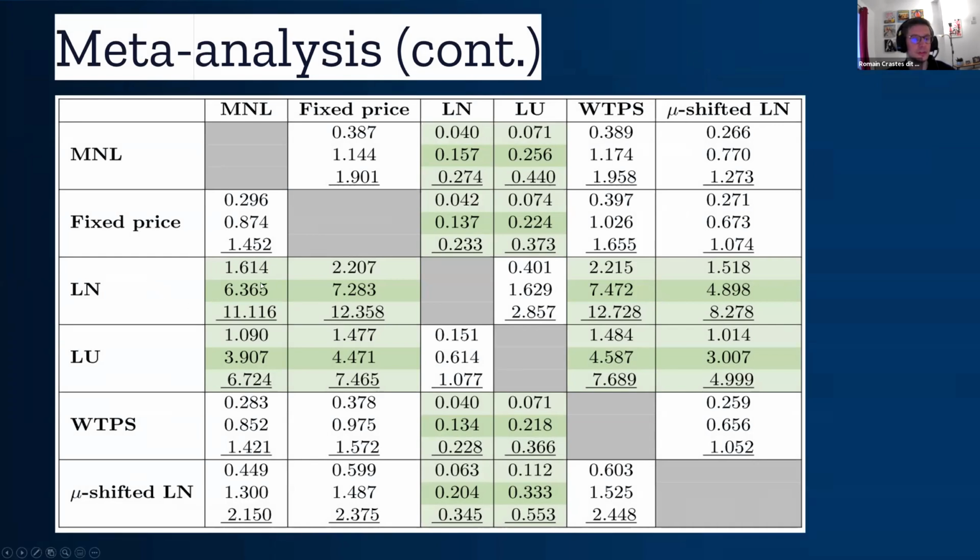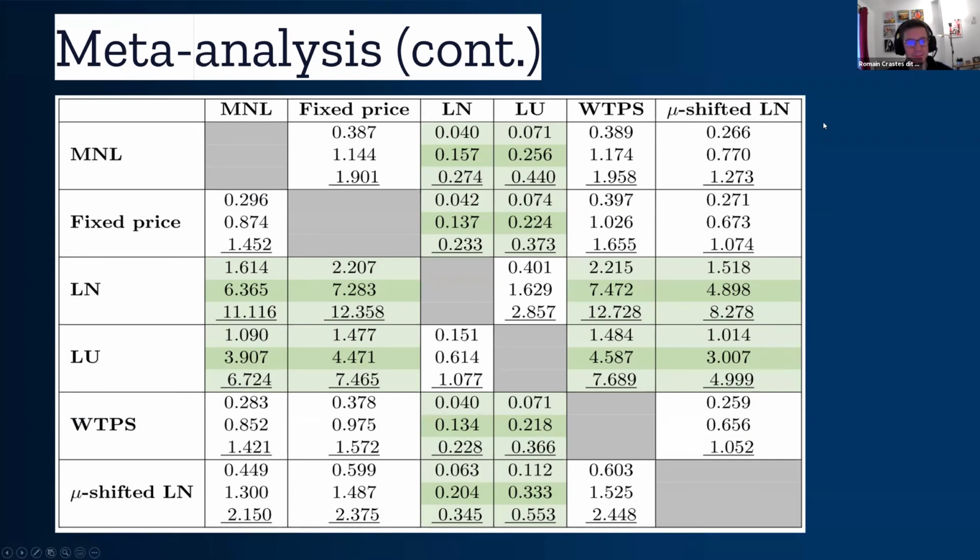The log normal approach gives willingness to pay results which are 6 times higher than the MNL, 7 times higher than the fixed price approach, 7 times higher than the willingness to pay space approach, and 4.8 times higher than the mu shifted log normal distribution. I haven't considered the kappa shifted distribution and the 3 parameter shifted distribution because they don't give moments in all cases. So I would like to put an emphasis on the mu shifted log normal distribution.